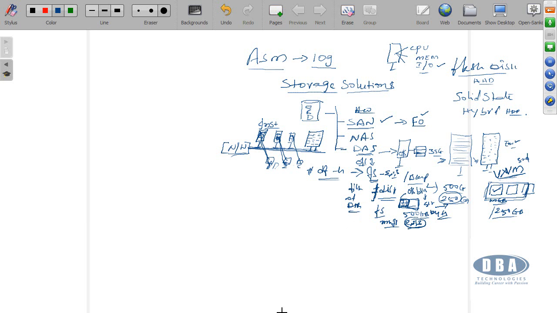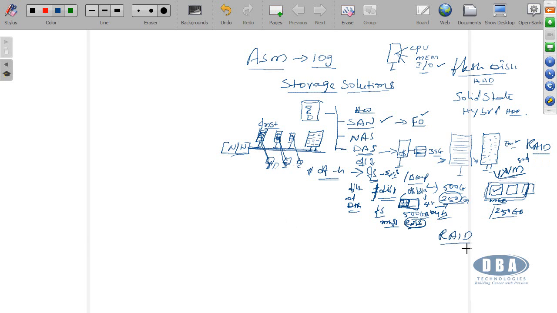Not only that, your Veritas Volume Manager can even implement the RAID technology. Understand what is RAID? Redundant Array of Inexpensive Disks. What is the purpose of RAID? RAID is to implement the redundancy. So very important. This is all storage.